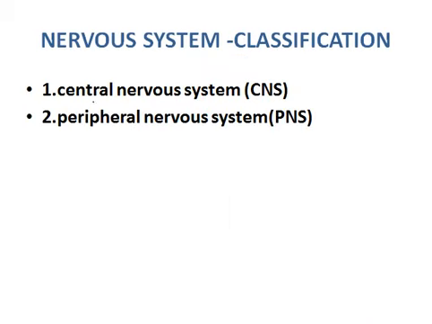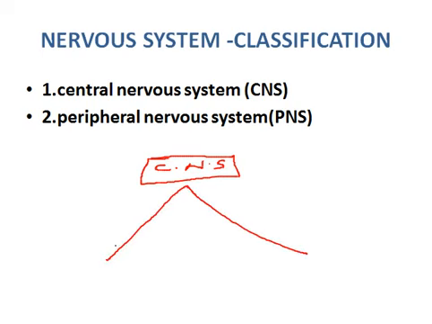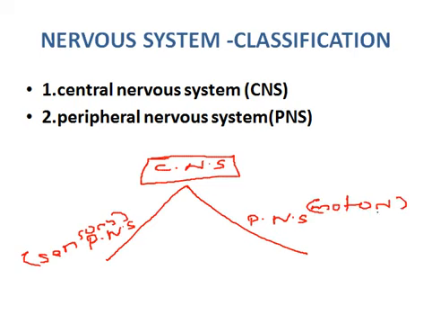Okay, what is the central nervous system and peripheral nervous system? So this is the central nervous system. Actually, the central nervous system includes the brain and spinal cord. Just think that there is a central nervous system and there is a peripheral nervous system. There are two parts for the peripheral nervous system: one is the sensory part and the second is the motor part.